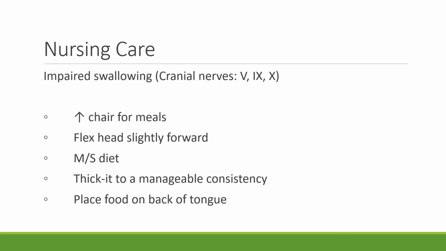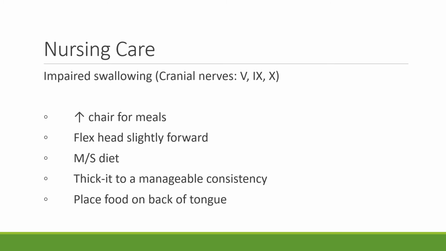Okay, so they might use thickener or thickening products to make it a manageable consistency. So the thicker the food or the fluid, the less likely it has the chance to slip into their trachea and then into their airway. So we may use that. So there's nectar thick, there's pudding thick, there's honey thickness. So there's different thicknesses that we can use to help reduce the chance of aspiration.